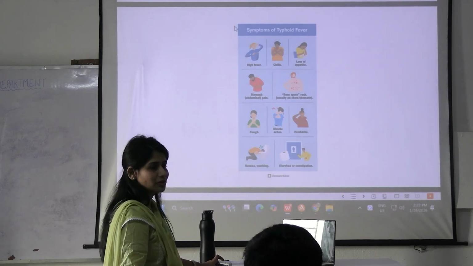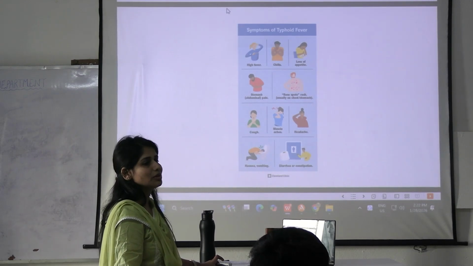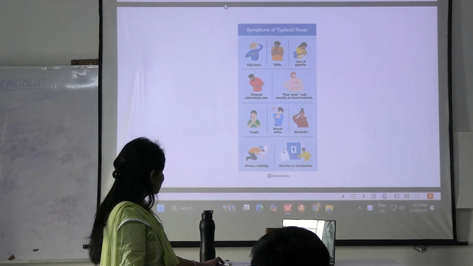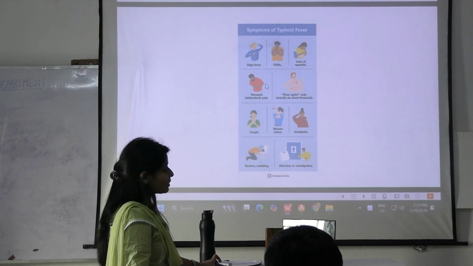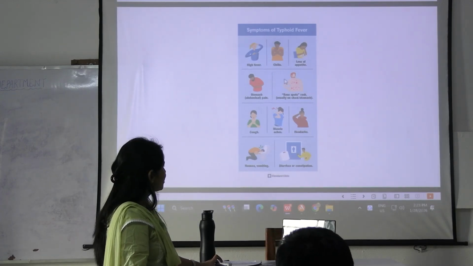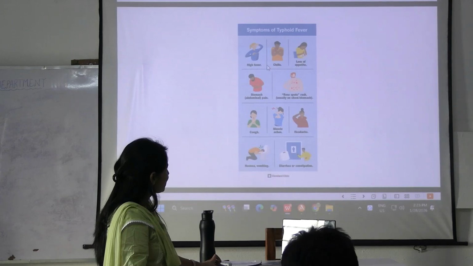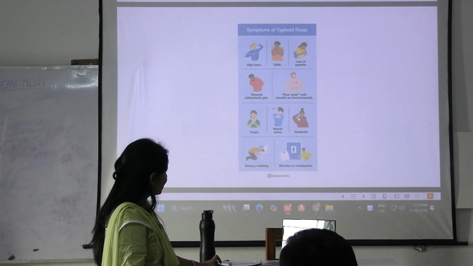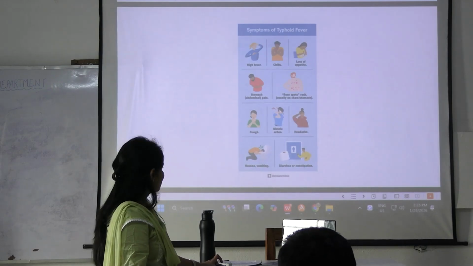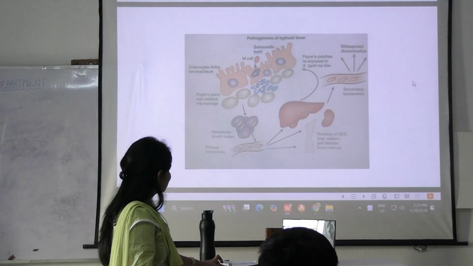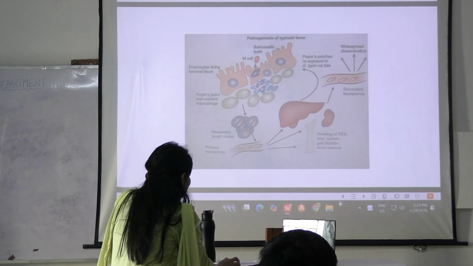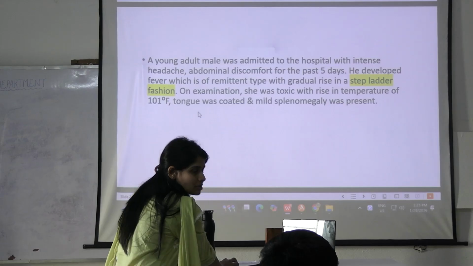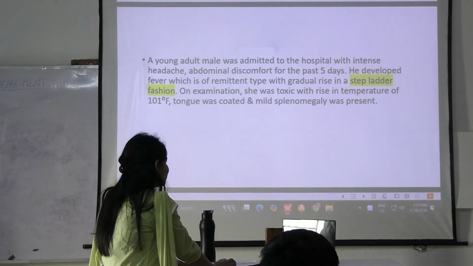A patient will come with a history of fever, abdominal discomfort and fatigue, and he may complain of loss of appetite. You might find these rose spots, these maculopapular lesions on his trunk. He will complain of headache and mostly constipation. When such a picture is given to you in the exam, and there is this particular statement, step ladder fashion fever, along with all these symptoms, it will point towards enteric fever.